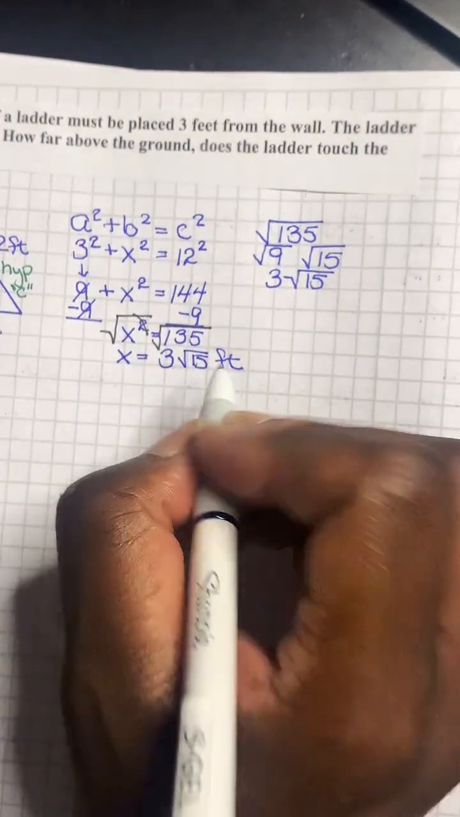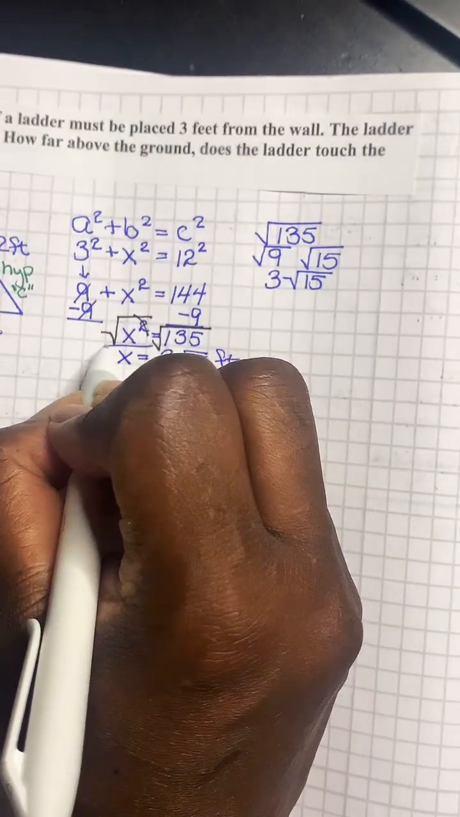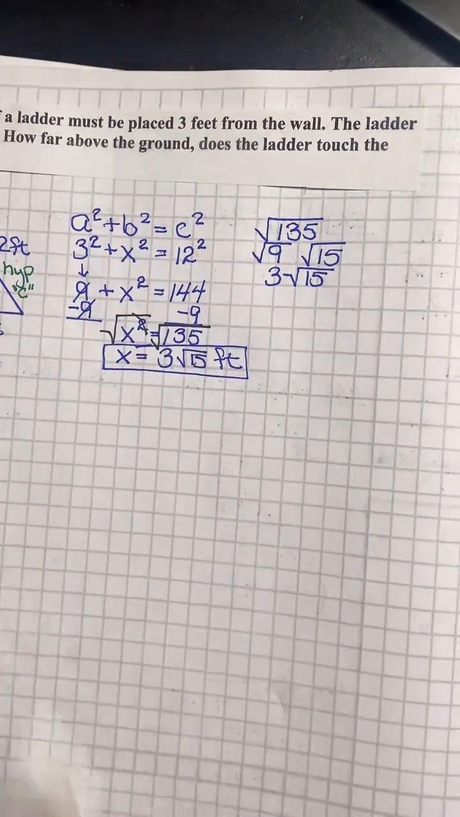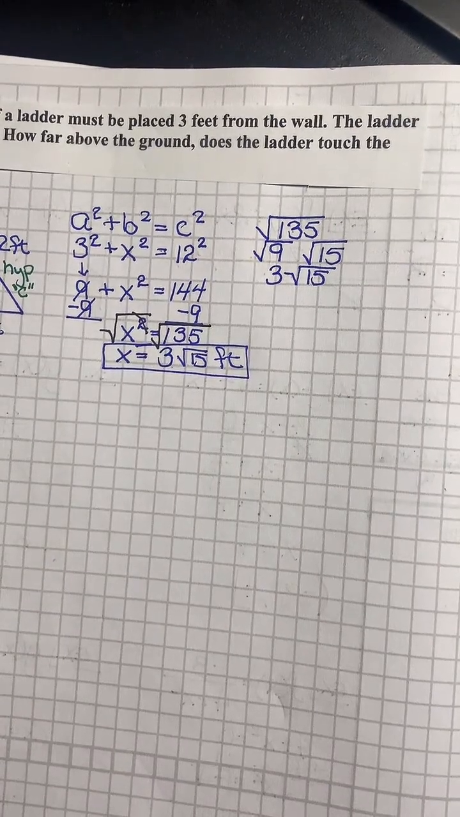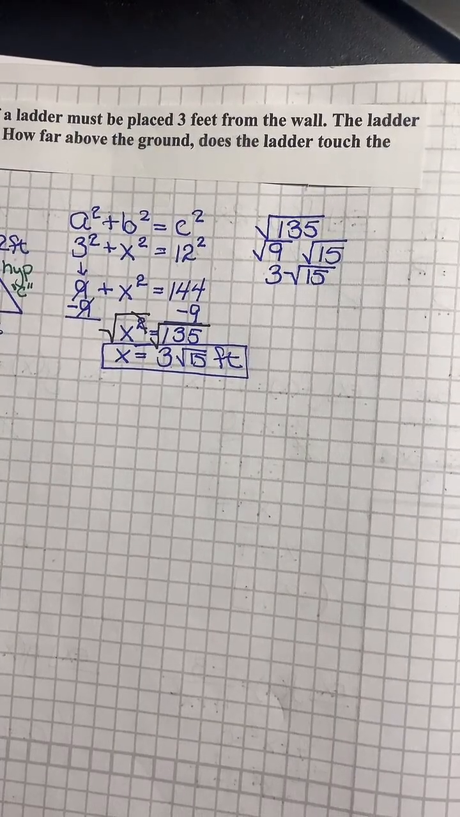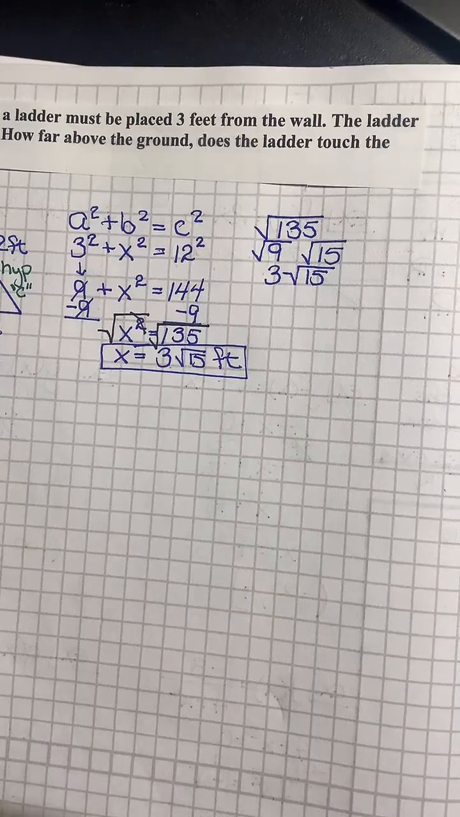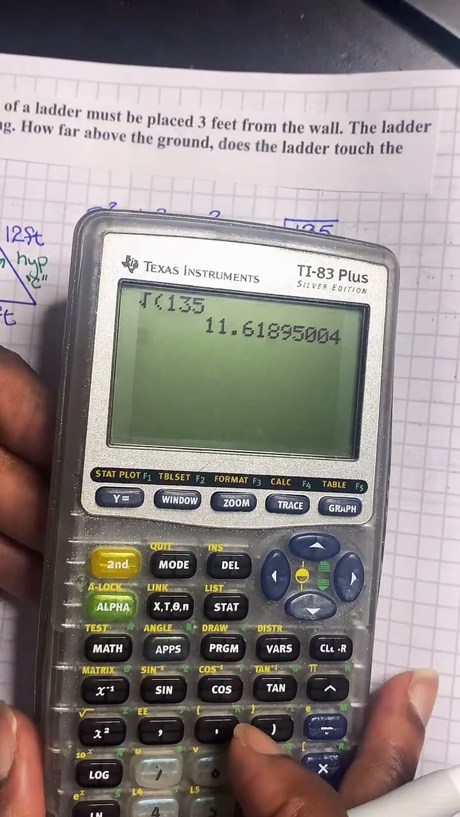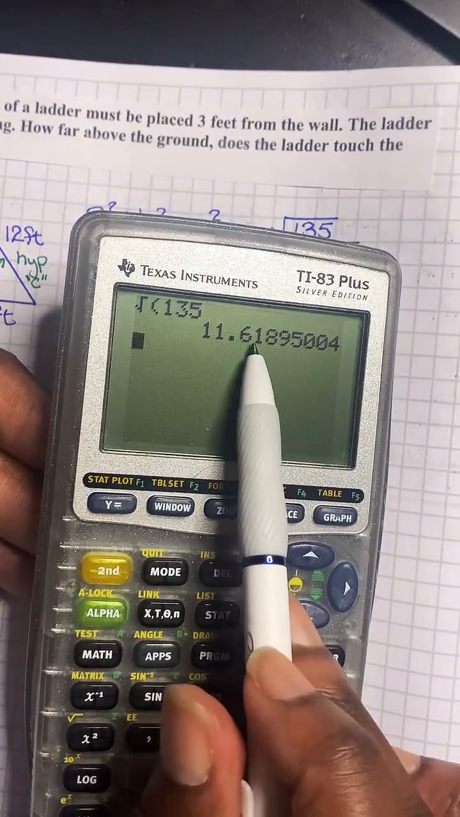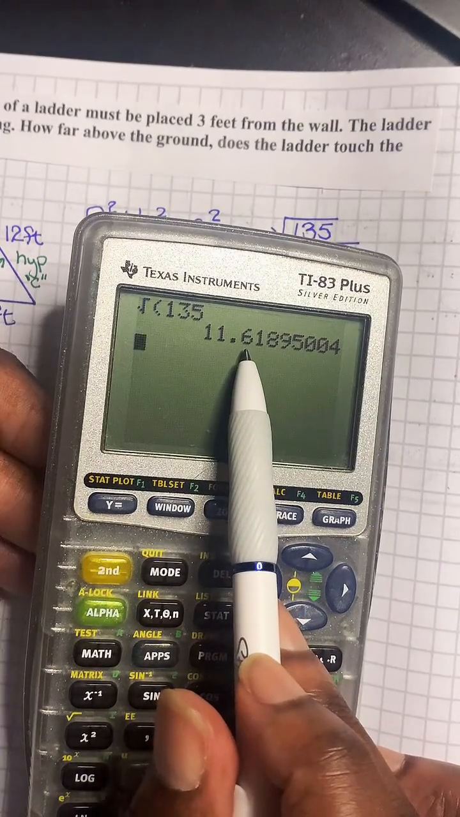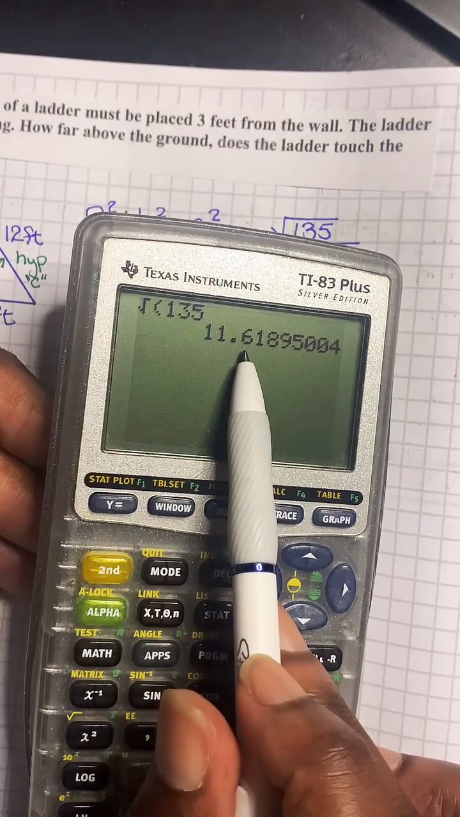Okay, so if they want the exact answer, keep it with a radical. If they want the approximate, that means you're going to take your 3 times the square root, or you could just straight up take the square root of 135. You don't have to worry about factoring. So if they want the approximate, they usually want you to round either to the 100th position or to the 10th position. Definitely have to check the question to see what you're going to be rounding to.